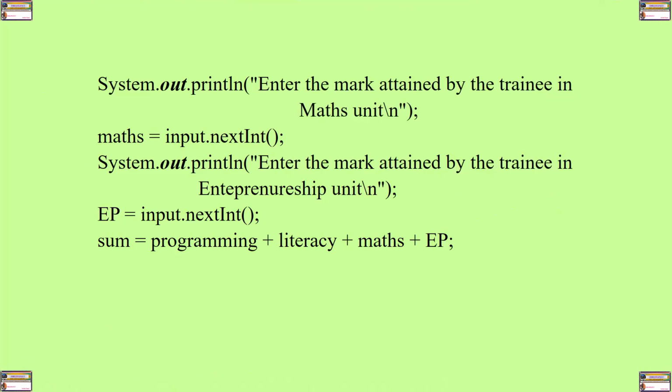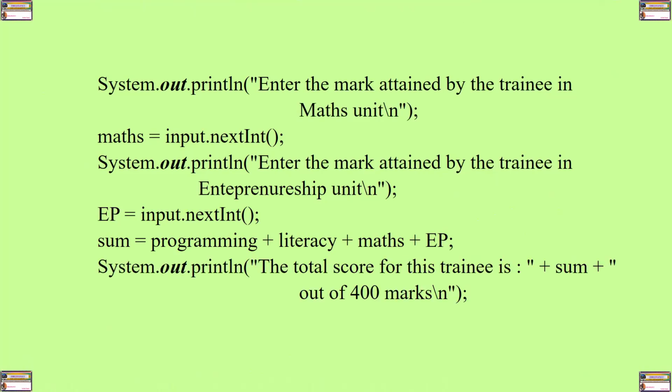So the value entered in the memory location called EP will be added to the one in the memory location called months, which will be added to the one in the memory location called literacy, and the one in the memory location called programming, and the overall result will be stored in the memory location called sum.